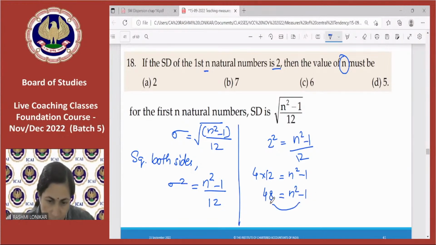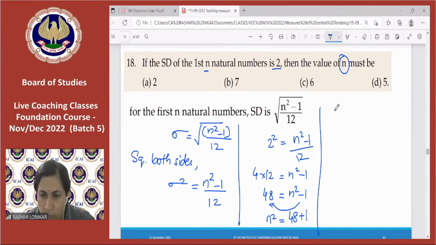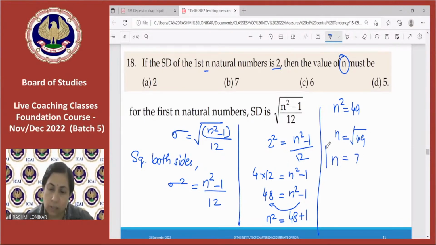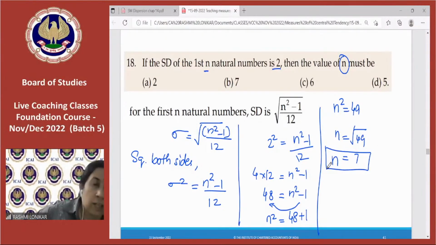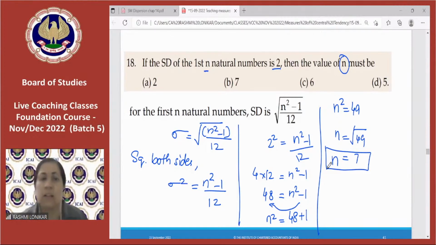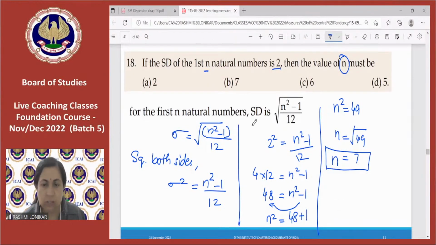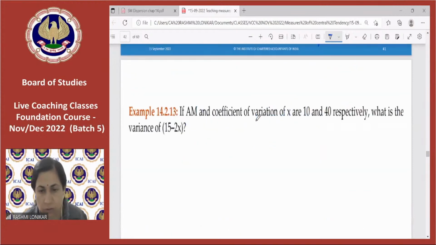So this minus 1 I take to this side, so it becomes n square is equal to 48 plus 1. Okay, so n square is equal to 49. N is equal to square root of 49, which is equal to 7. Okay, so n is equal to 7. So if I take the first 7 natural numbers and then I try to find the standard deviation, in that case it will be equal to 2. Okay, so it's a good sum and very easy to solve also once you know the formula.